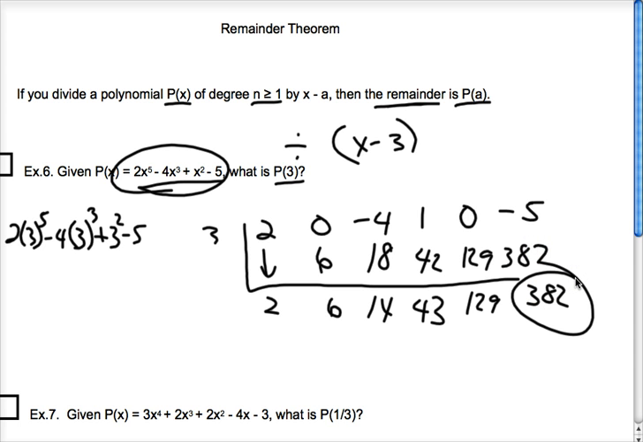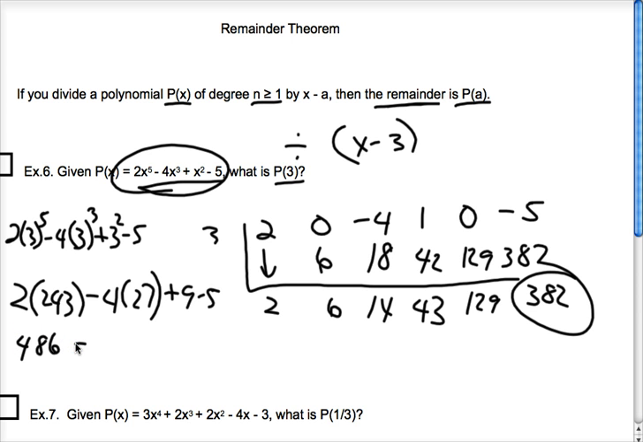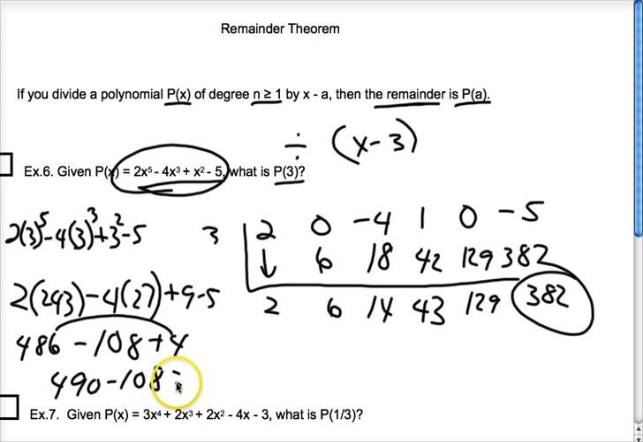So theoretically, if I do this over here, if I did 2 and then 3 to the fifth is 243, minus 4 times 27 plus 9 minus 5, that should be the same thing as 382. Here I'd have 486 minus 108 plus 9 minus 5, which is plus 4. So let's see, I'm going to add these two first. So I have 490 minus 108, and that is 382.